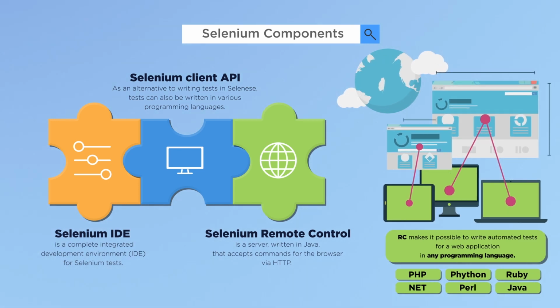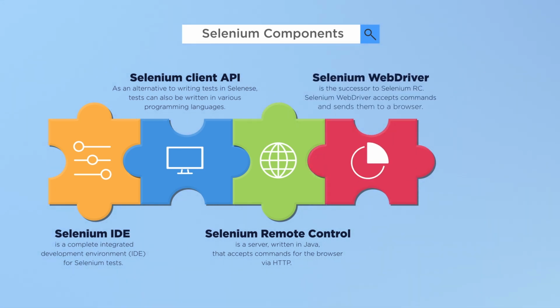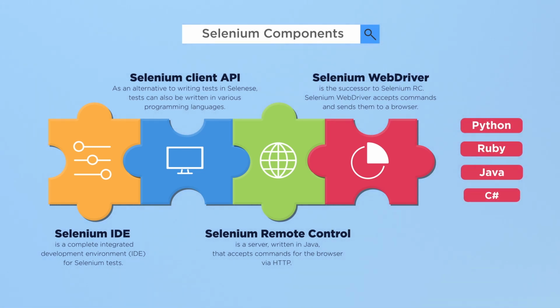The following component of Selenium is Selenium Web Driver. Selenium Web Driver is the successor to Selenium RC. It accepts commands sent in Selenese or via a client API and sends them to a browser. This is implemented through a browser-specific browser driver, which sends commands to a browser and retrieves results. Selenium Web Driver is fully implemented and supported in Python, Ruby, Java, and C#.